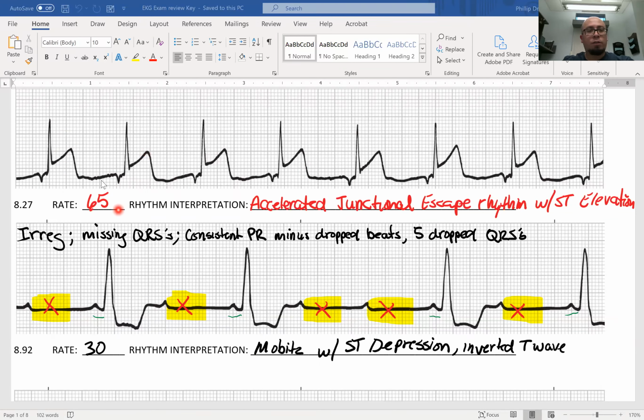Our rate here is actually 65, and whenever we have a rate that's greater than the inherent rate of what cell should be firing, typically junctional cells will fire between 40 to 60. This is 65. So we term it accelerated because it's faster than what it should be. Accelerated junctional escape rhythm with ST segment elevation.